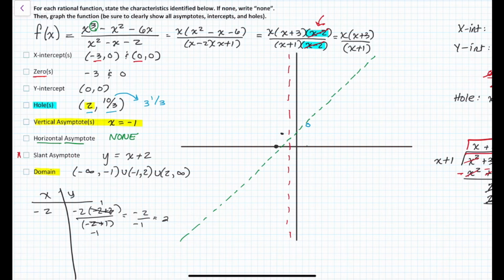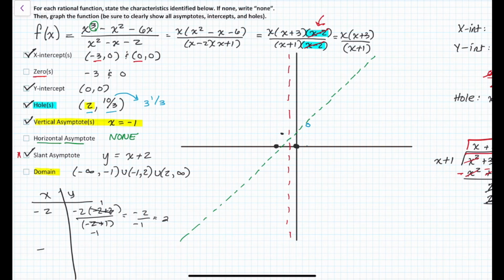And then let's see, and I know that my x-intercepts occur at (-3, 0) and (0, 0), so I want to go ahead and put those on my graph. And now let's just kind of go through and check off, do we have everything we need to show? Looks pretty good.